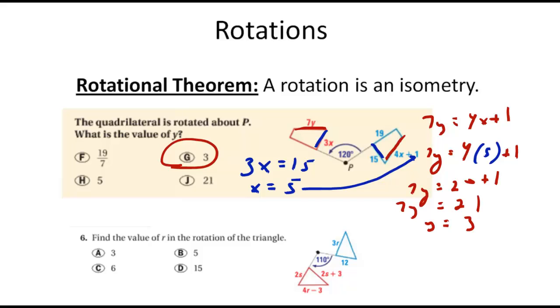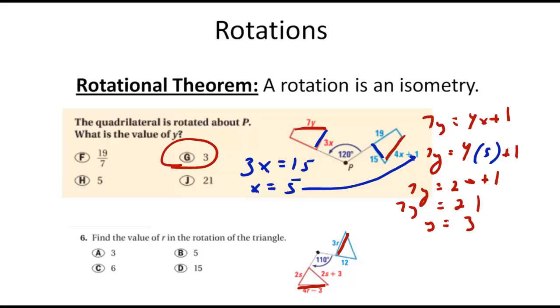Okay, my second example right here, just the same type of thing. Find the value of R in the rotation of the triangle. So I want to find R. R is over here on this side. So I have to follow my rotation around to see what the 4R corresponds to. And the 4R minus 3, if I follow it along, is going to correspond to the 3R right here. Those are my corresponding ones when I take my rotation around.